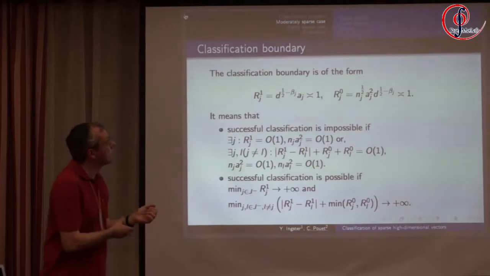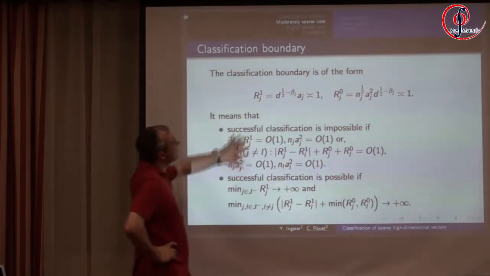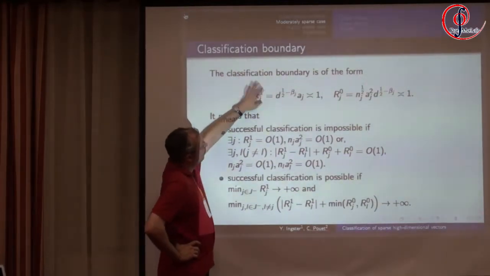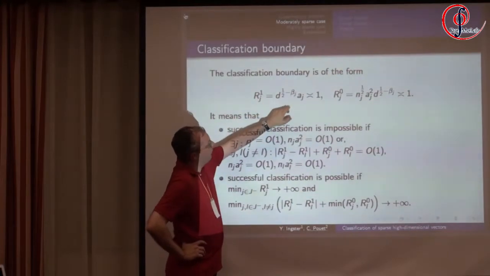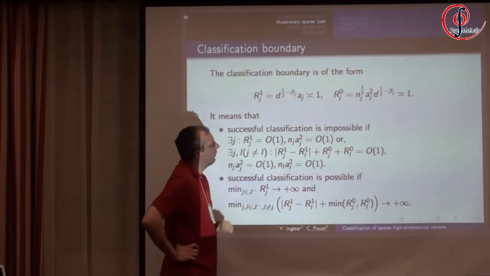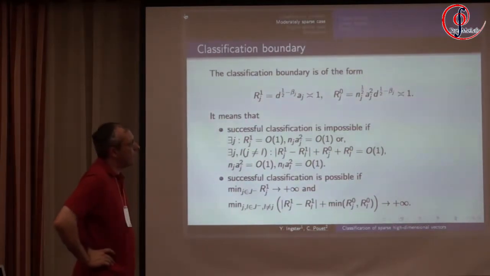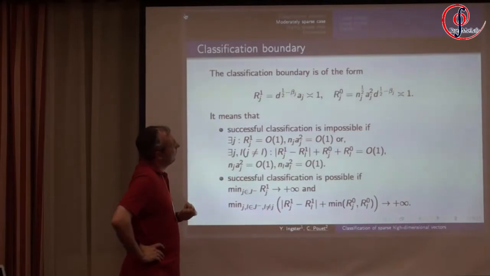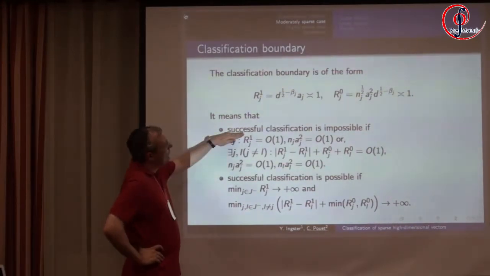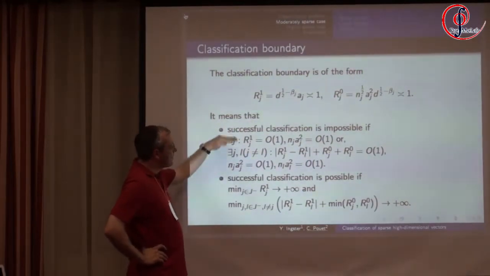So first, the moderately sparse case. The classification boundary, in fact, will look like this. We'll have two quantities. So this one, which is d to the power 1/2 minus beta_j, a_j. And when this quantity is of order 1, we will have some problems. And there is also another quantity which is this one, R_0j. And in fact, when this one is also of order 1, there will be some problem. And when I say classification boundary, I mean the following. Successful classification will be impossible if we have one of these two cases.